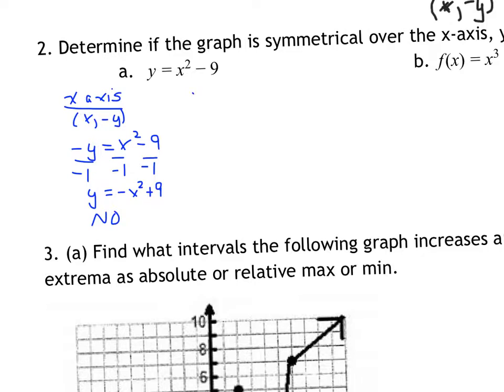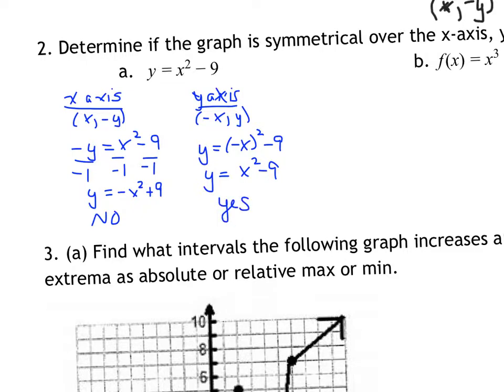So let's talk y-axis. So the y-axis, remember the point is negative x comma y. So if I put that into my function, I'm going to get y equals negative x squared minus 9. So I replace the x with negative x. And now if I take negative x squared, that gets rid of the negative because negative x times negative x is positive x squared, minus 9. Now that is the original. It's the same as what we started with, so this is symmetric to the y-axis.